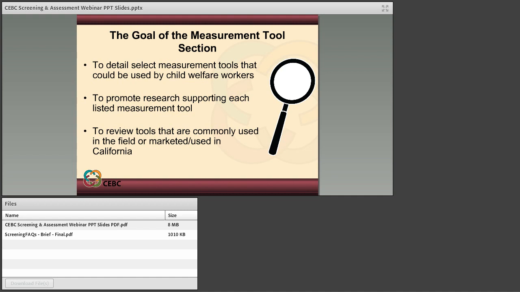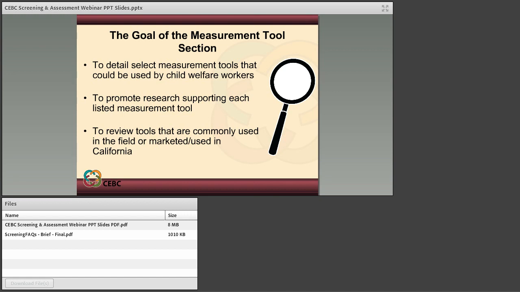Second, the goal of the section is to promote research supporting each listed measurement tool. So similar with the program registry, the CEBC provides each tool with an individual rating based on its current research evidence. I'll explain the measurement tool rating process in just a few minutes, but the intention of the rating is to guide agencies with making decisions on tool selection. So it's important to keep in mind that not every tool out there has empirical evidence supporting its effectiveness, which actually leads me to the last goal of the section.